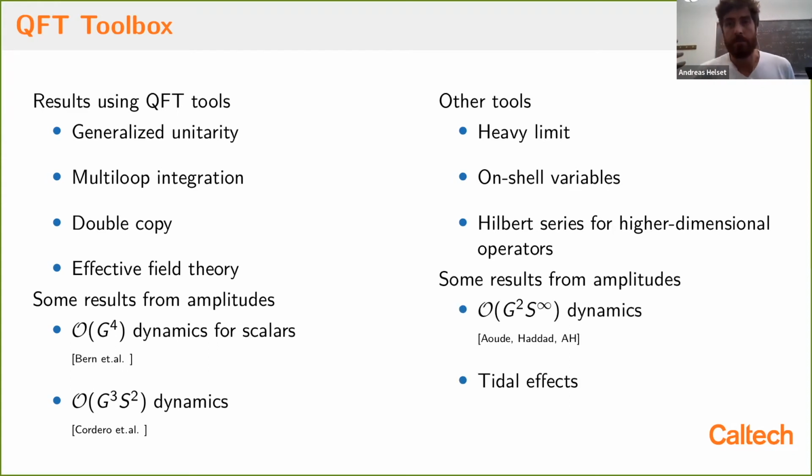And some of the results using these additional tools, I just want to highlight the work by my collaborators and myself, where we calculated the G Newton squared and all orders in spin dynamics, where we heavily relied on this heavy limit and on-shell variables. We also applied this Hilbert series to tidal effects. So yeah, that would be our target, to digest these results.